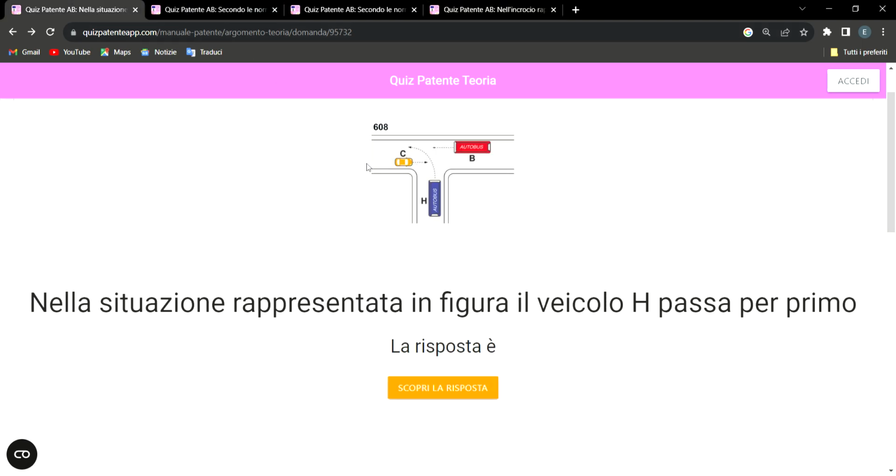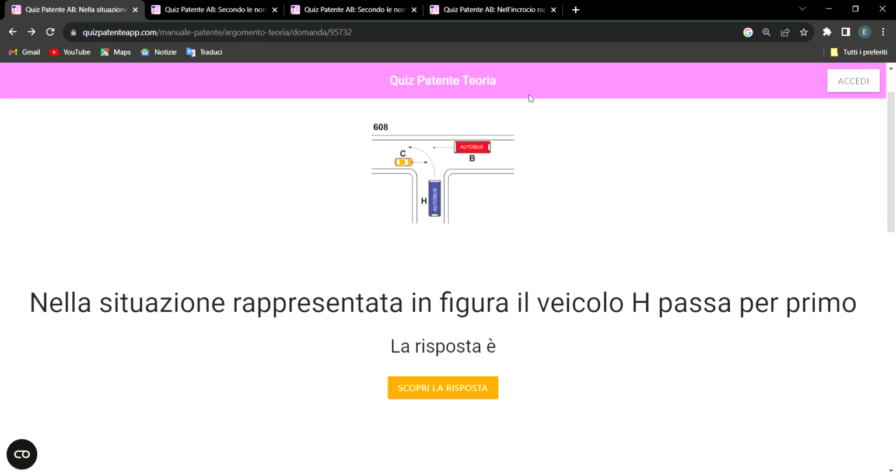So again, we have another question. Now, if you look at this one, we have three vehicles here. So the question is, in these three vehicles that we have in this junction, which vehicle will transit first? Is it vehicle B? Is it vehicle H? Is it vehicle C? Now take a look at it.